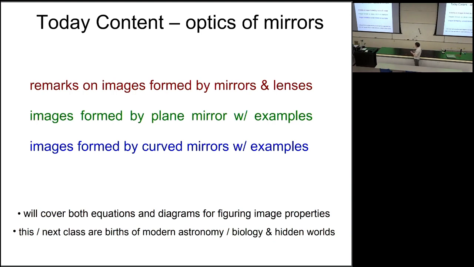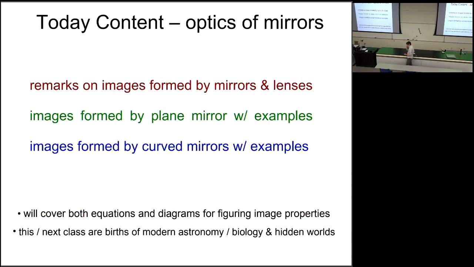Then we're going to work on the images that are formed by reflection off a plane mirror. That's a flat mirror, and we'll look at some illustrations of that in class today. Then we're going to work on the images formed by curved mirrors, what I call convex and concave mirrors, and we'll also look at some examples of that.